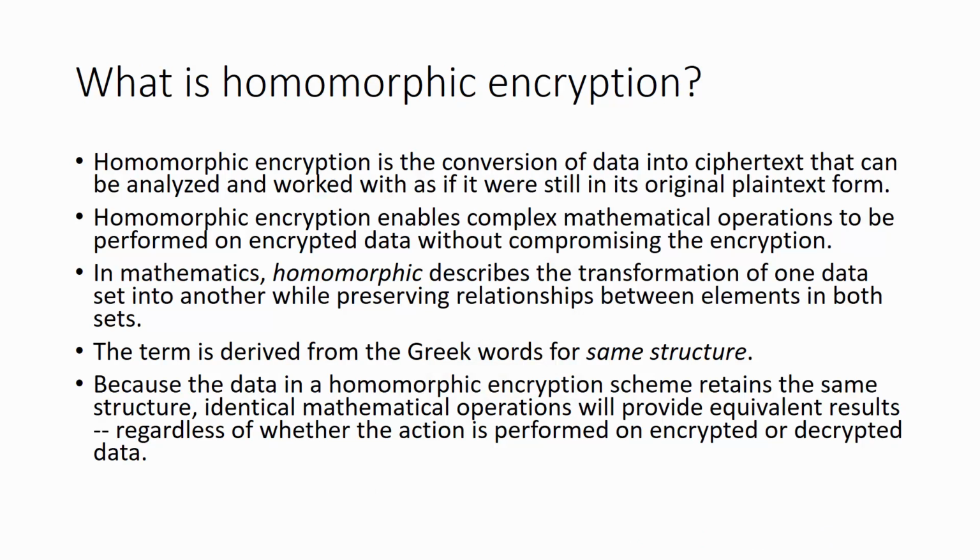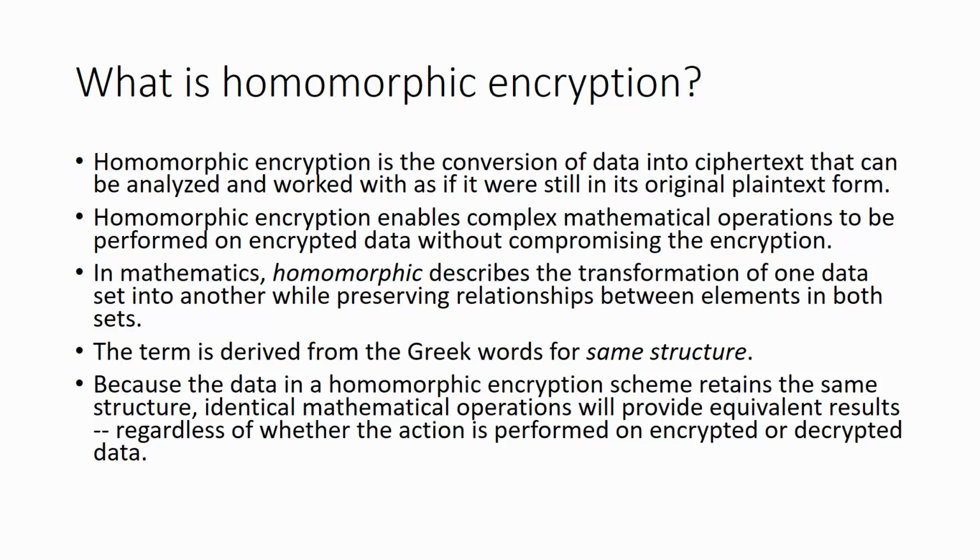Now, what is homomorphic encryption? Homomorphic encryption is the conversion of data into ciphertext that can be analyzed and worked with as if it were still in its original plain text form. Suppose you have some data, let's say the number 10, and you encrypt it and get 703. Now you can perform addition and multiplication on 703 as if you were doing it on 10. So you can perform operations on the encrypted data as if you were performing operations on the unencrypted data.